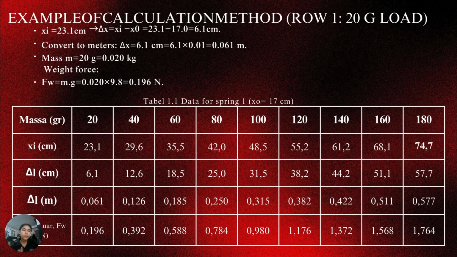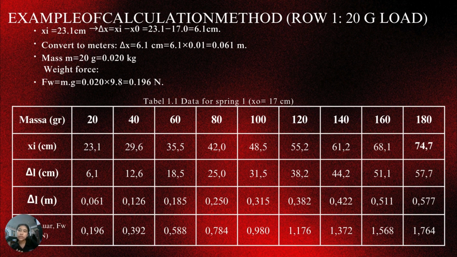Okay. Example of calculation method: row 1, 20 grams load. Now let's take a look at the first calculation example from table 1 when the mass is 20 grams. The initial position of the spring, x0, is 17 centimeter. After adding a load of 20 grams, the new position of the spring, xi, becomes 23.1 centimeter. To find the elongation, we use the equation delta x equals xi minus x0. So 23.1 minus 17.0 equals 6.1 centimeter.